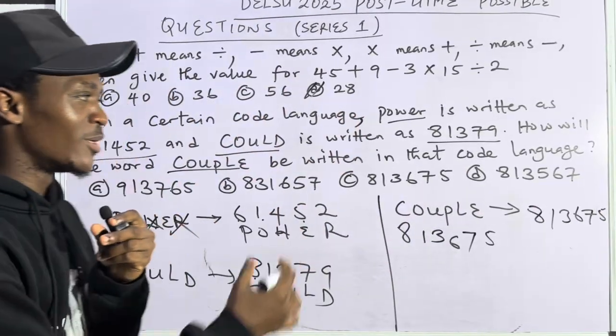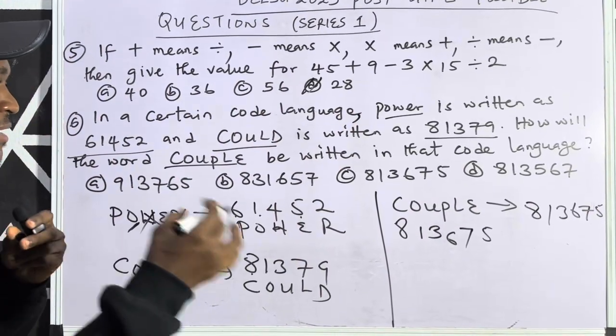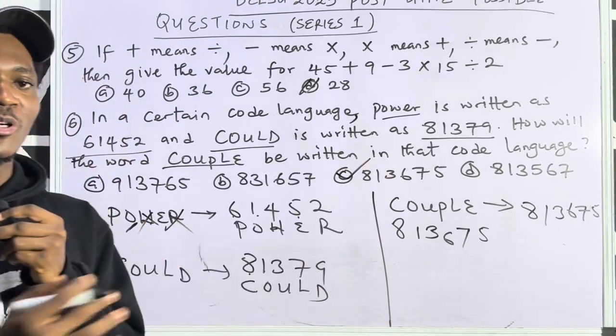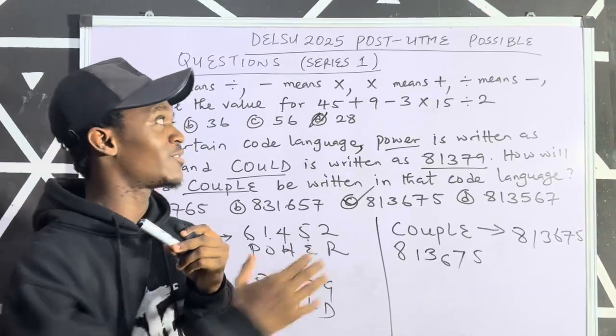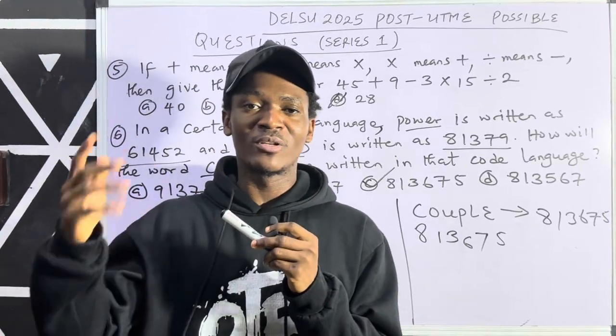So it's that simple. So do we have it there? 8, 1, 3, 6, 7, 5? Yes, option C. You just smile and then you select your option. So you have to be logical in your thinking. This is just the first series. We are still going to be having multiple series.